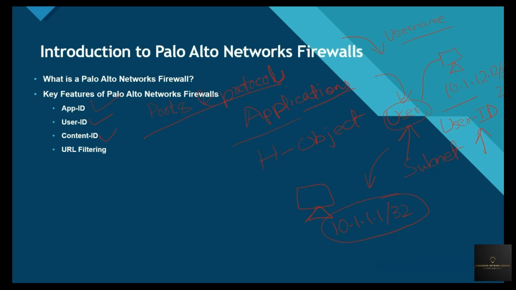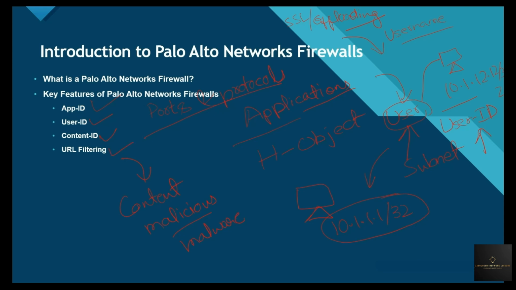Then you have the Content-ID. It inspects and prevents malicious payloads, protecting against malware and exploits in real time. For all this to work, you would have SSL offloading, so that the firewall can decrypt the HTTPS or SSL traffic, look into the payload content, and identify if there is any malicious traffic, malware, or exploits on a real-time basis. So that is the Content-ID.